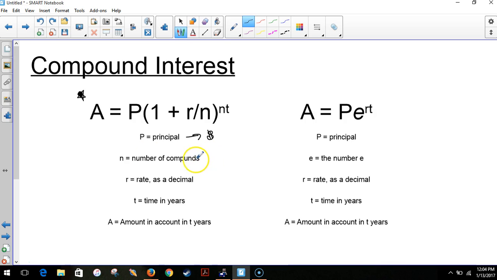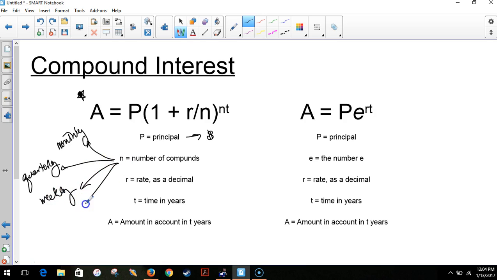N is the number of compounds, and this can vary quite a bit. You can talk about monthly, so you would be compounding 12 times a year. You can talk about quarterly, and so that would be compounding 4 times a year. There can be weekly, although that's less common, 52 times a year. You can have daily, so 365 times a year. And you can also have semi-annually, which is twice a year. Sometimes they also talk about that as being biannually. And if you're talking about compounding annually, then you're really talking about a simple interest that repeats, where N would be once a year.